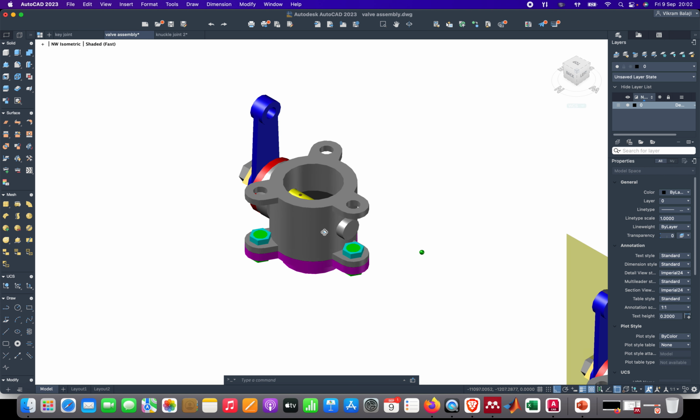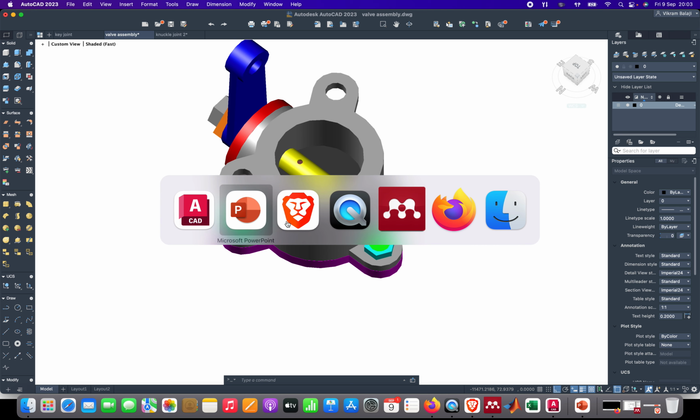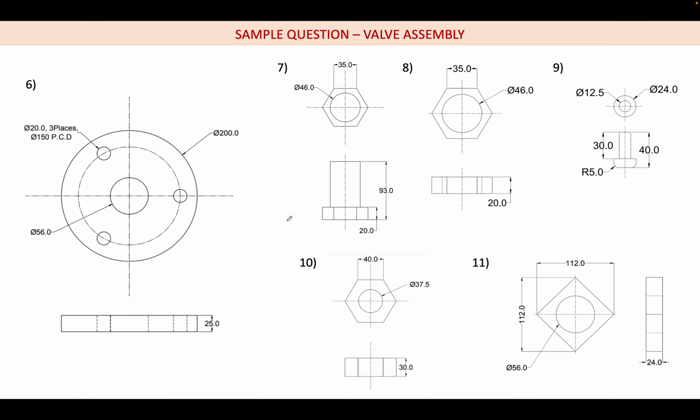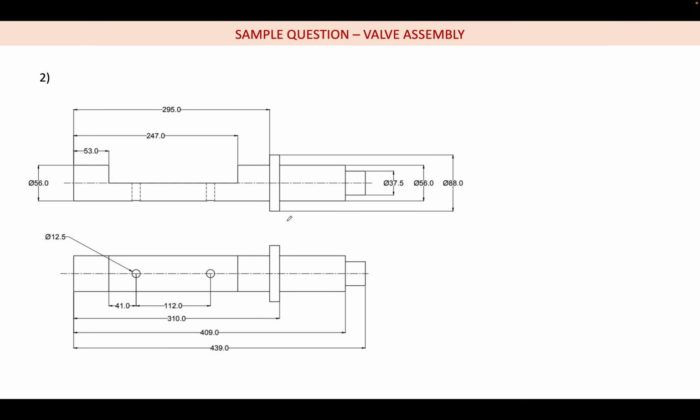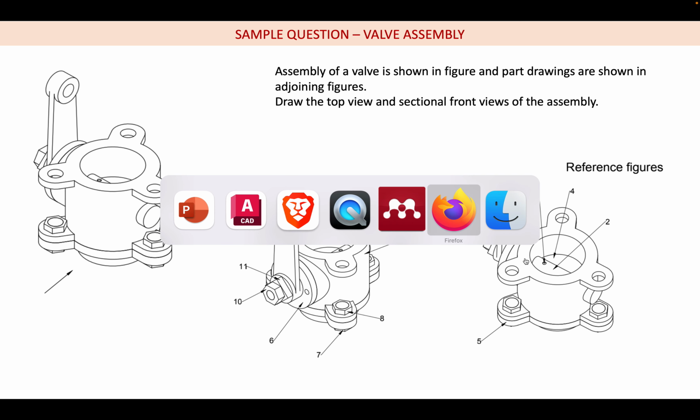So here you can see, this is the valve body, and I think that is number 1. So let us now go one by one. Number 1 is this valve body. We'll go to this pictorial view. So that is there. Number 2 is that regulator pin.